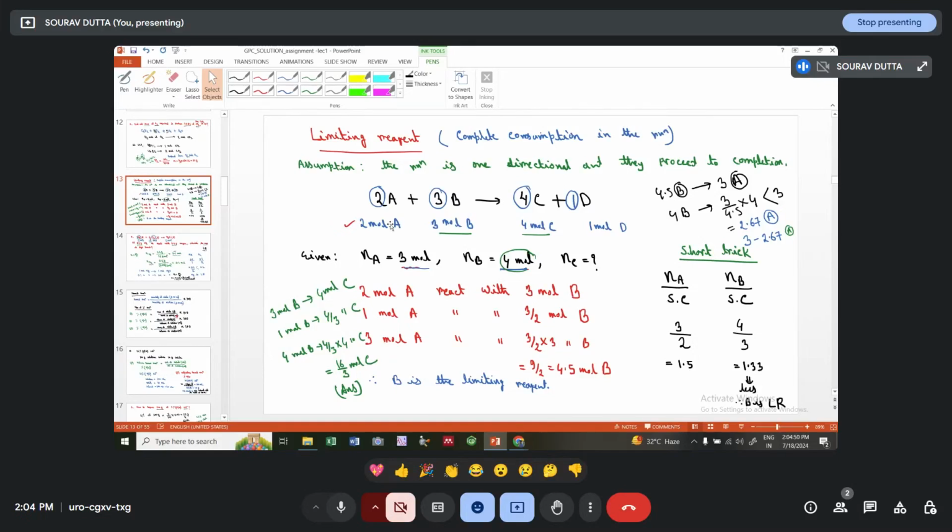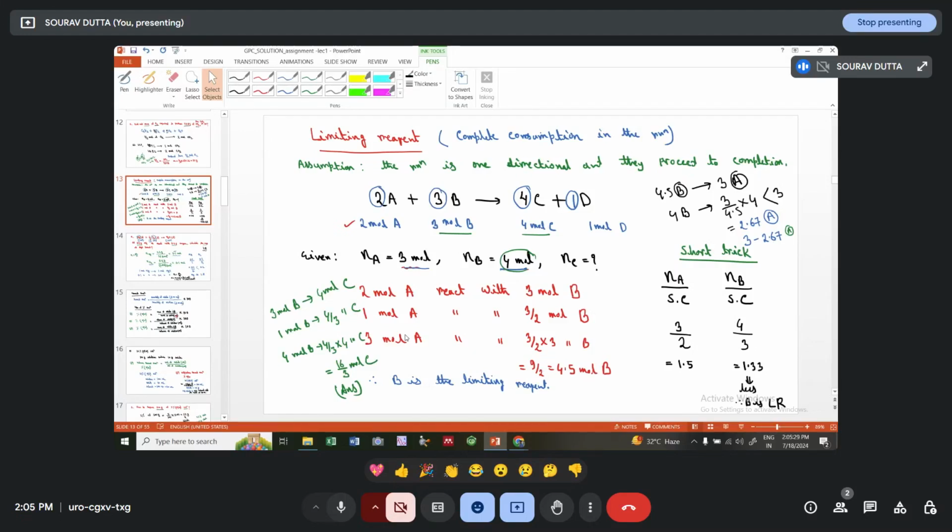According to the stoichiometry equation, 2 moles A react with 3 moles B. So 1 mole A reacts with 3/2 moles of B. And according to our question, 3 moles of A are given to us. So 3 moles of A react with 3/2 into 3 equals 9/2, that is 4.5 moles B. Okay, that means as we use 3 moles of A, according to this stoichiometry equation, for complete consumption of 3 moles of A, 4.5 moles of B is required.